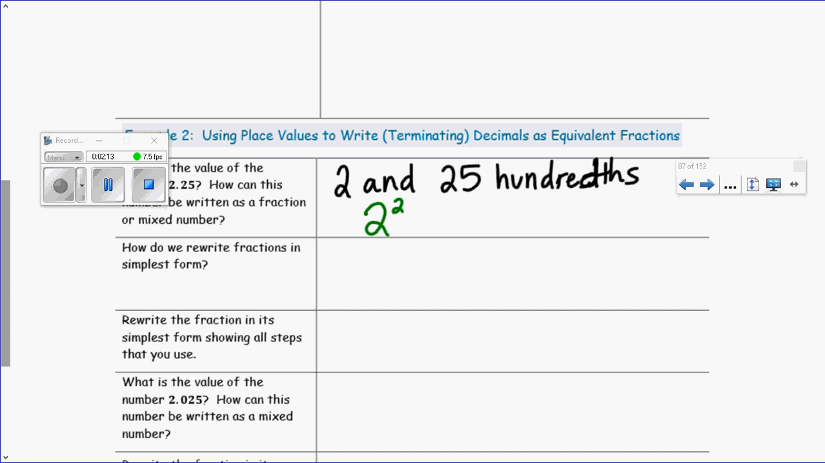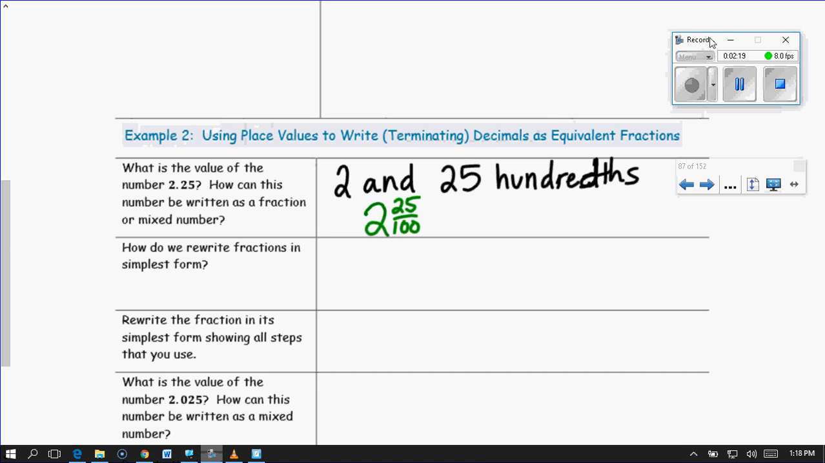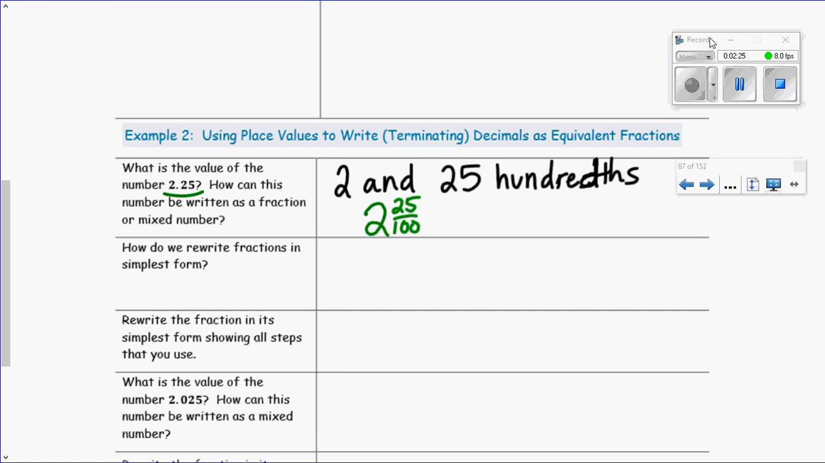and 25 hundredths. So the really cool thing that I love about decimals is that however you say them correctly is how you write them as a fraction. So this is 2 and 25 hundredths. It's the whole number 2, and then 0.25 means 25 out of 100 because it ends in the hundredths place value. Okay, how do we rewrite fractions in simplest form?